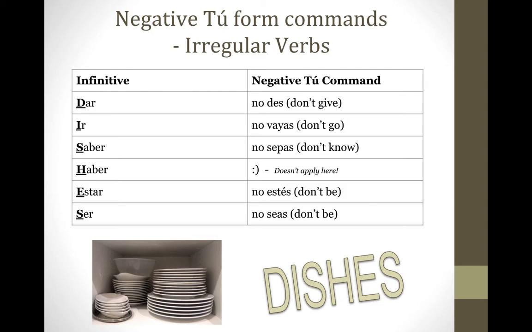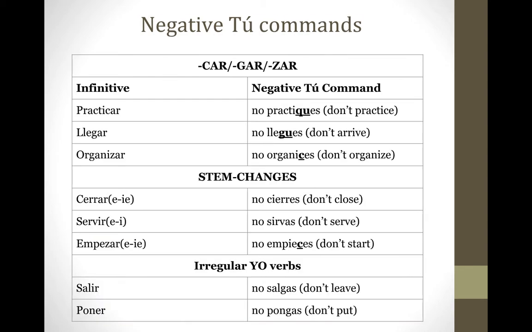You have some other things that maybe aren't quite irregular, but they definitely need some consideration when forming them in the negative tú form command. Car, gar, zar verbs. When you put these verbs in the negative tú command, there is a spelling change that occurs. And this spelling change occurs to protect and preserve pronunciation. So take practicar. Think about it.